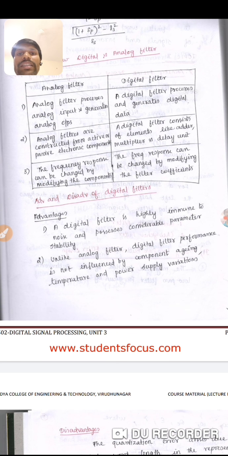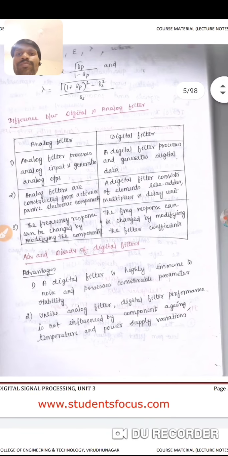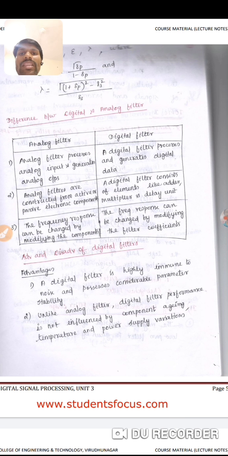In the digital filters, we will use adders, multipliers, and delay units, like in a computer system or digital signal processor. And in the analog filters, if you want to change or modify the frequency response, you have to change the components physically. Whereas in the digital filters, we can modify by changing the filter coefficients. By changing the filter coefficients, we can change the digital filter's frequency response.